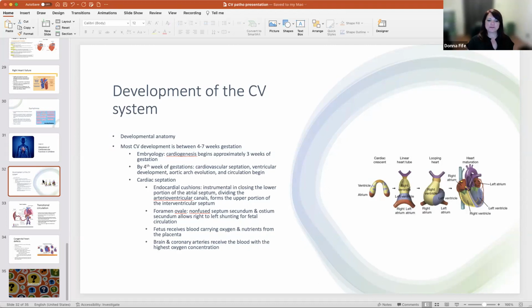Foramen ovale is a non-fused septum, an ostium secundum. It allows for right to left shunting of fetal circulation. The fetus receives blood carrying oxygen and nutrients from the placenta, and the brain and coronary arteries receive the blood with the highest oxygen concentration.